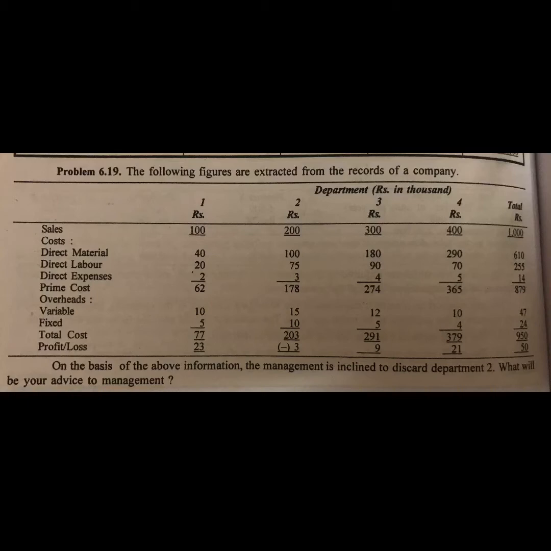So we have profit for the first department, the profit is 23, for the second department we are having a loss of 3, and the third department we have a profit of 9, and the fourth department we have a profit of 21. So the total profit is 50. On the basis of the above information, the management is inclined to discard department 2. What will be your advice to the management? So he's saying that it's better we should discard department 2, because it is giving a loss, right? So he's asking whether this advice is good or not for the company.